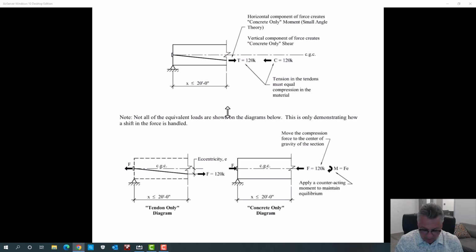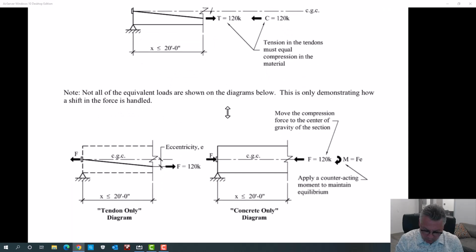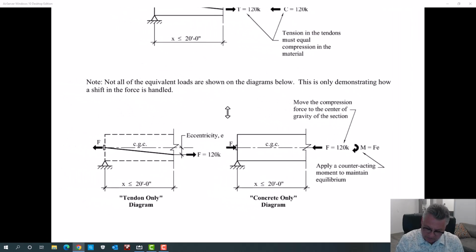Now, the first thing I want to talk to you about is what we do when we are going to be mainly interested in the concrete only diagram. That's where we're going with this, because the end game here is to calculate the stresses in the concrete.